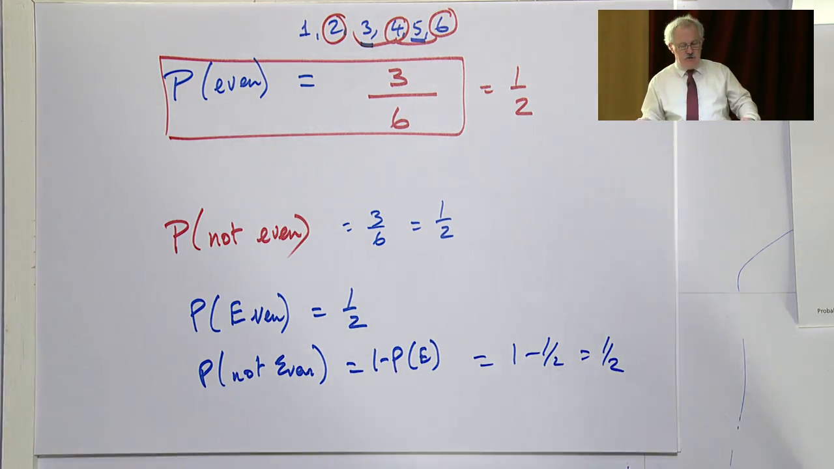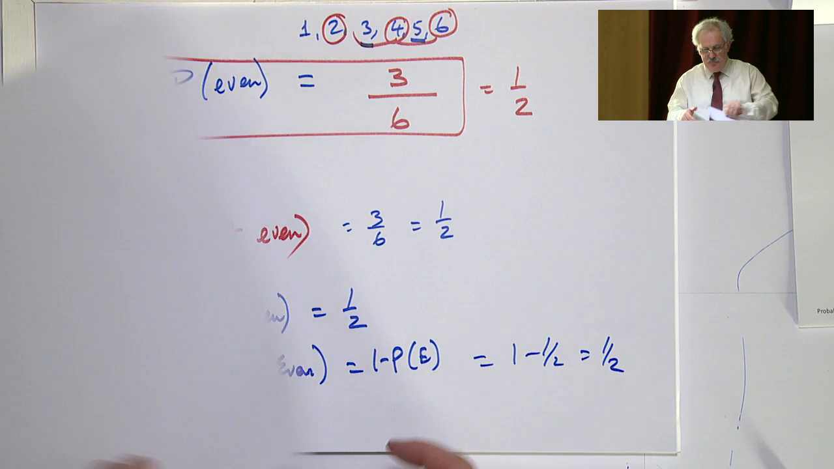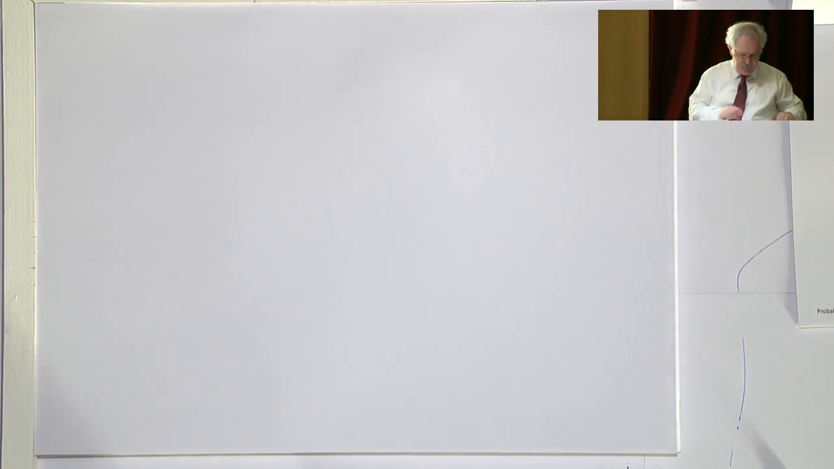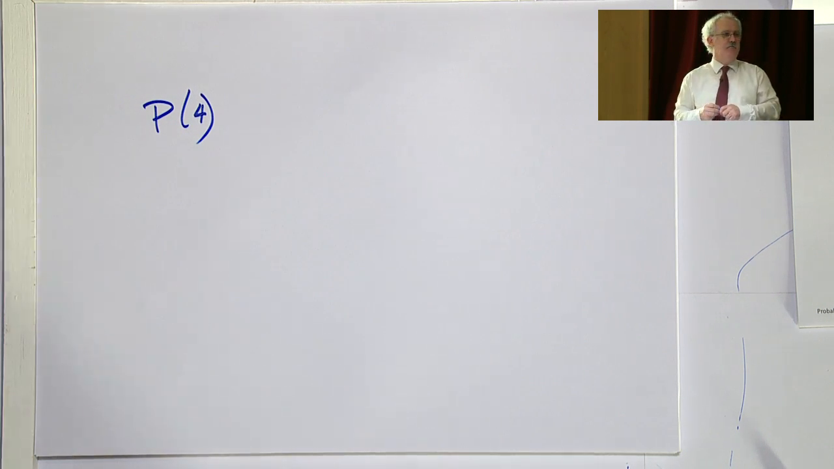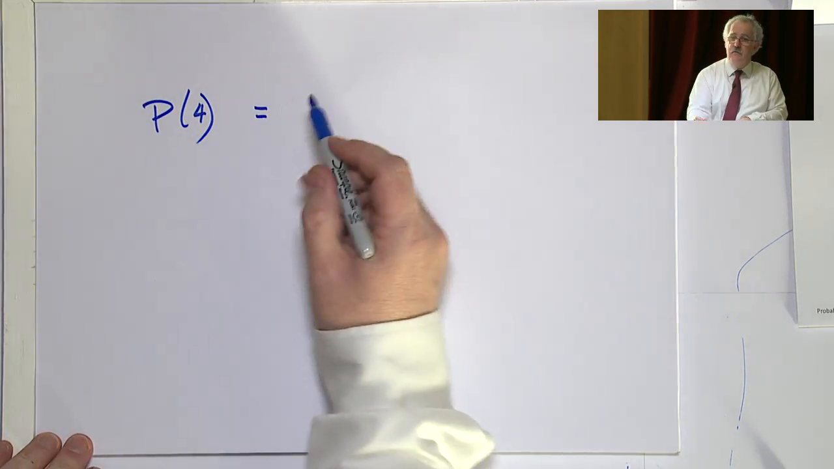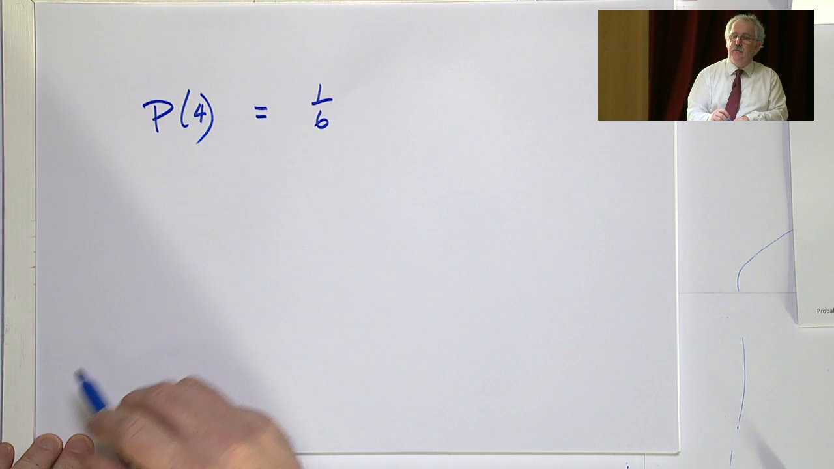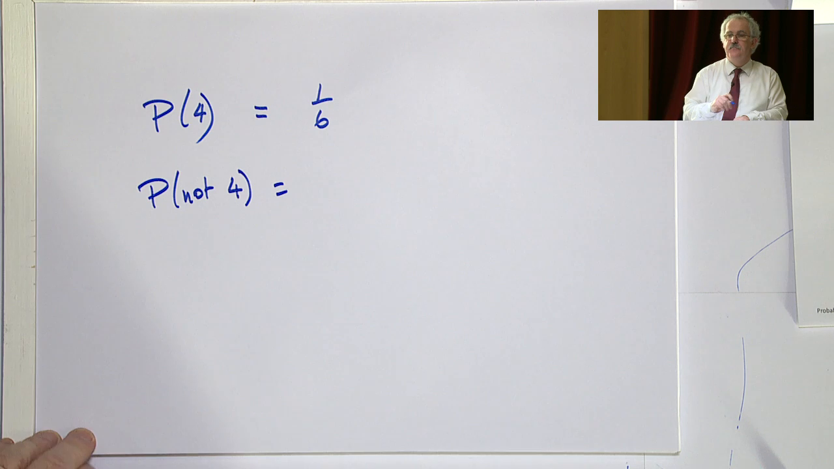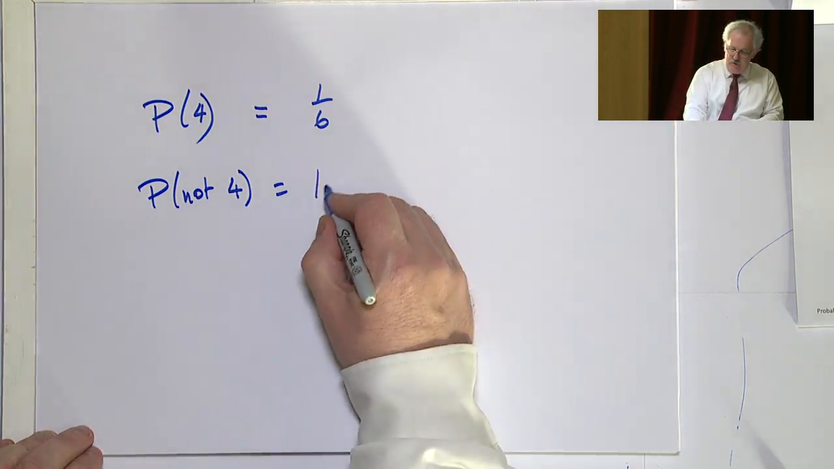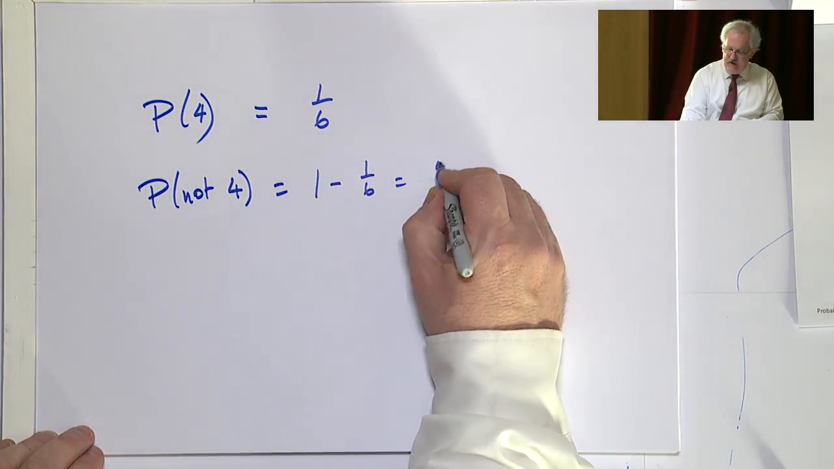So we do another question. What's the probability of getting a 4 on the roll of a die? What would that be? 1 over 6. What's the probability of not 4? 1 minus 1 over 6, or 5/6.